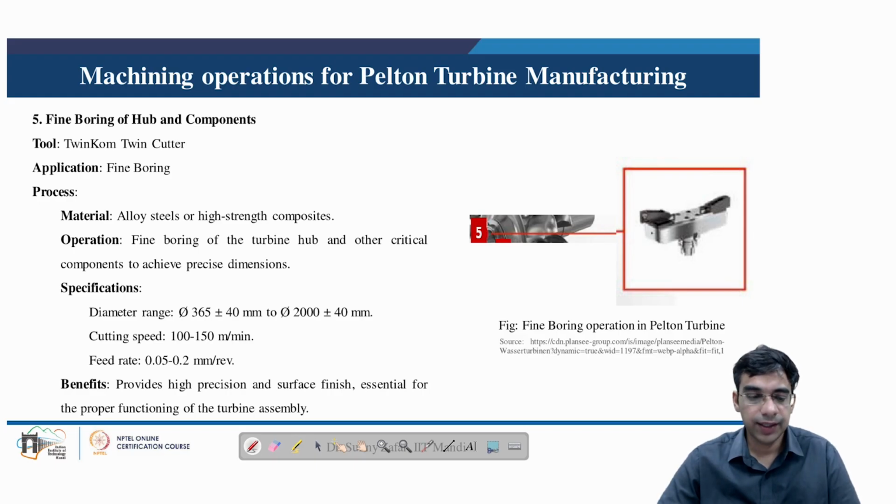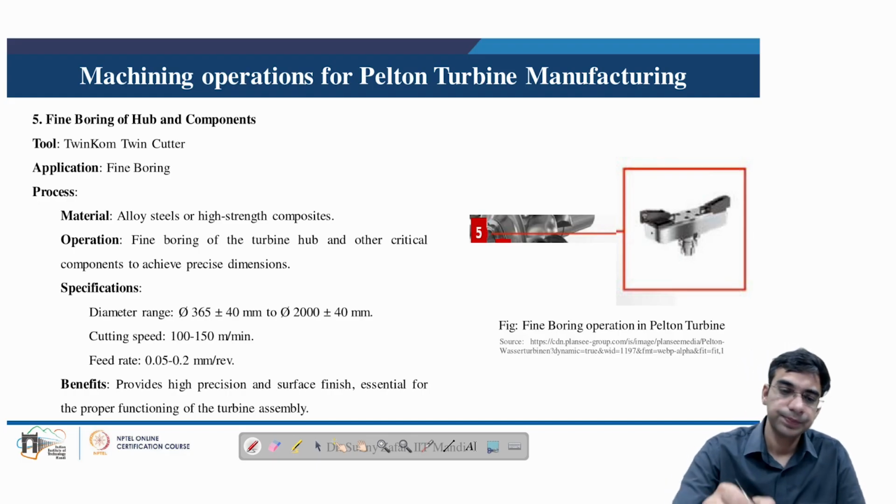Specifications involve a diameter range of 365, varying plus minus 40 millimeters, to 2000, varying over plus minus 40 millimeters. Cutting speed of 100 to 150 meter per minute. Feed rate of 0.05 to 0.2 millimeters per revolution. Benefits of this machining process involve high precision and surface finish, which is essential for proper functioning of the turbine assembly.